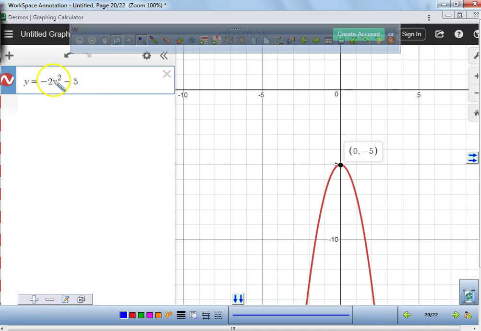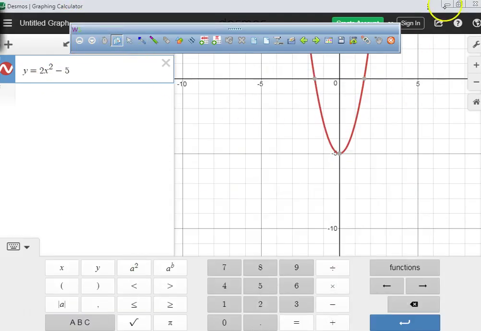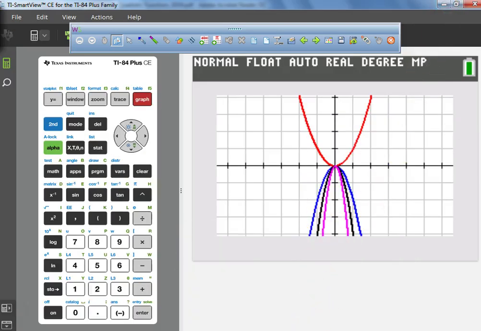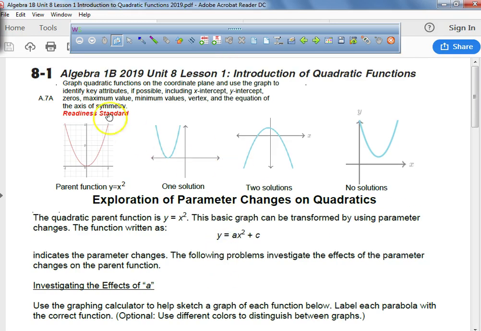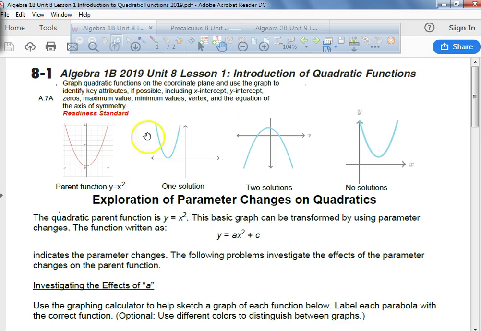These are the things that you guys need to know. Make sure that you look at your paper before you leave today. You need to be able to graph quadratic functions on the coordinate plane and be able to identify the x-intercept, the y-intercept, zeros, maximum, minimum values, vertex, and the equation of the axis. Did we do all of this today? Yes, that's what you need to have in your journal.